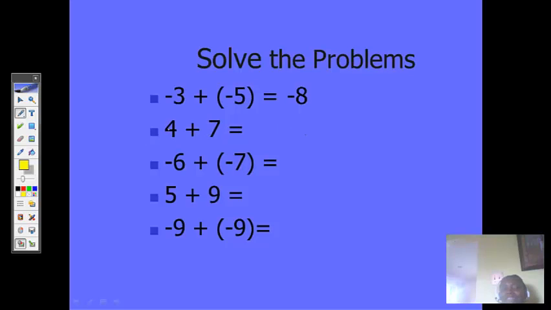Okay, so next one, 4 plus 7. 4 is positive, 7 is positive, same sign, so we just add them. And of course, we keep the same sign, so our answer will stay positive. Here we have negative 6 plus negative 7, same sign. We add 6 plus 7, 13, and then we keep the same negative sign that they had.